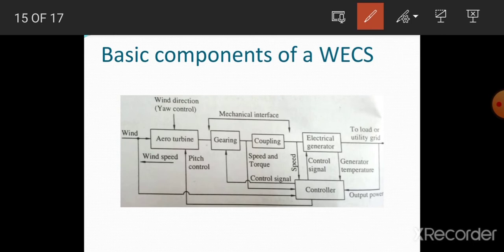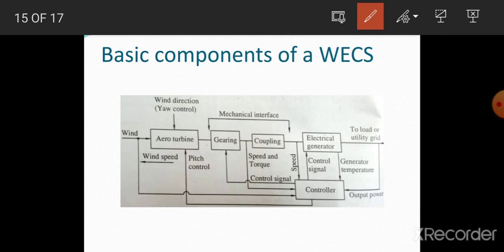So a small system isolated from the grid, feeding only the local load, is known as an autonomous or isolated power system. Means if this wind energy which is converted to electric energy is utilized for nearby purposes, nearby local load only, and it is not connected to the grid, then it is called an isolated power system. But if it is connected to the grid, then it is called a grid connected system.